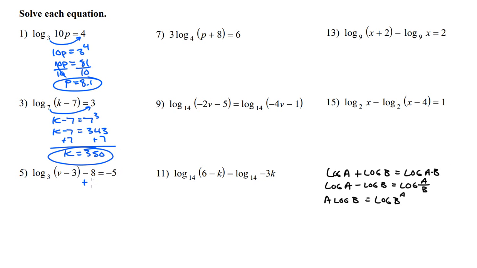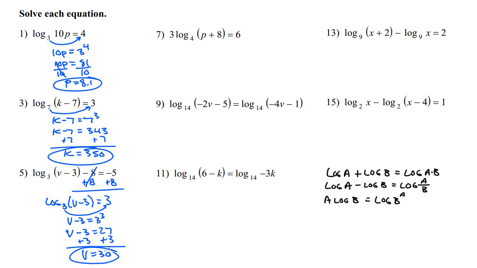For number 5, first thing we've got to do is get rid of this negative 8. So we really have to add this 8 to both sides first, and then we can turn it into exponential form. Because look, we have two different terms on one side. We want to keep it to just the one with the log. So that goes away, and we have log base 3 of v minus 3 equals negative 5 plus 8, which gives us 3. So this 3 comes over. We get v minus 3 equals 3 cubed, which is 27. Add 3 to both sides, and we get that v equals 30.